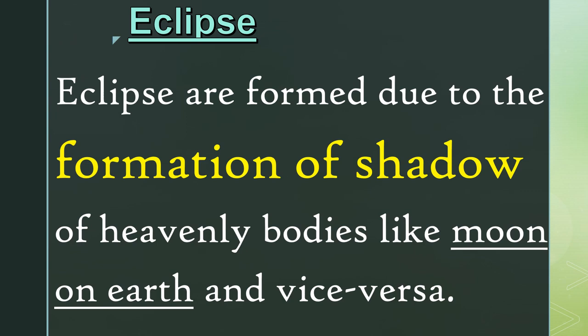We are already aware that for the formation of shadow we require three main conditions. One, a source of light, then an object, and finally a screen. The shadow which is formed of heavenly bodies as an object on another heavenly body is termed as eclipse. The term vice versa means the shadow of moon on earth or the shadow of earth on moon.